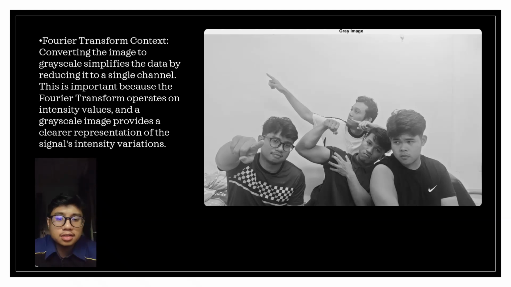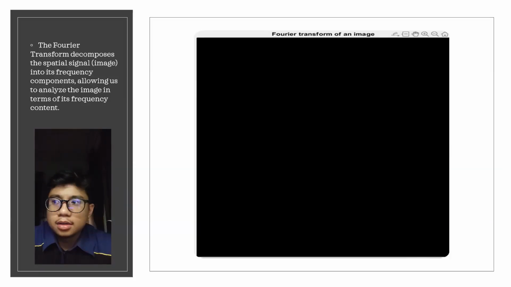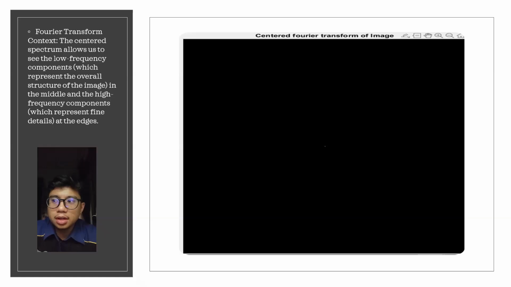the signal intensity variation. The Fourier transform decomposes the spatial signal image into its frequency components, allowing us to analyze the image in terms of its frequency content. The centered spectrum allows us to see the low frequency components, which represent the overall structure of the image in the middle, and the high frequency components, which represent fine details at the edges.